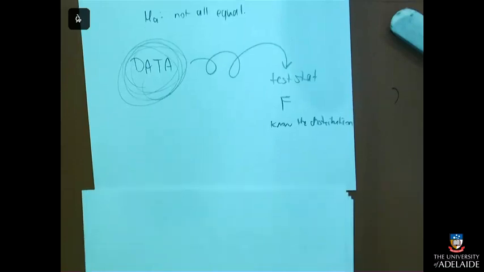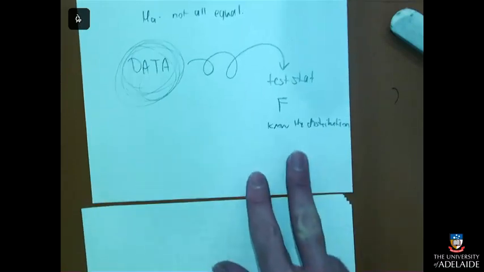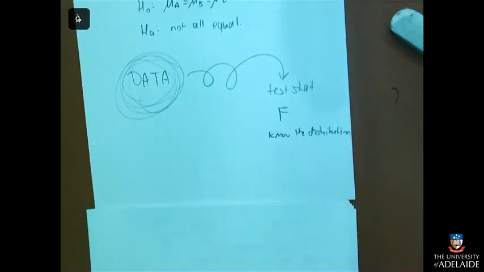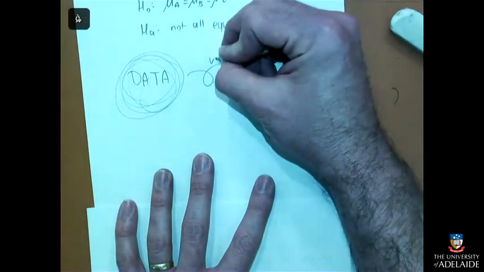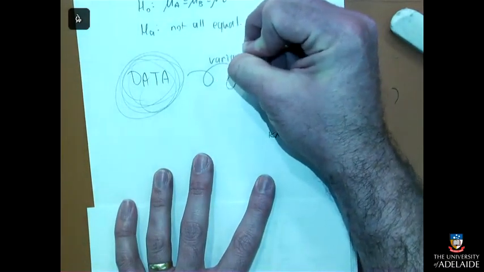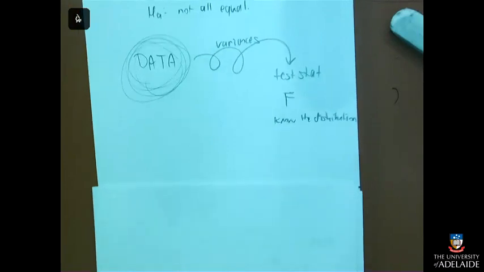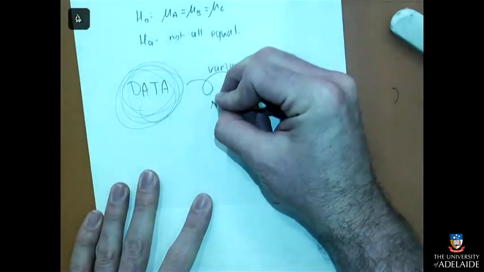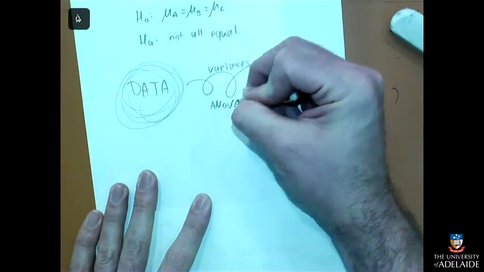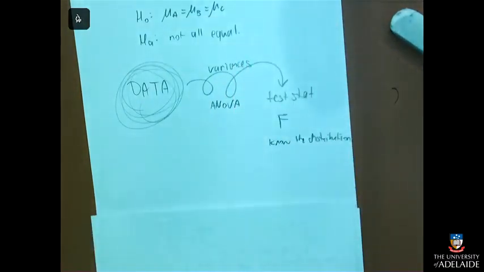Now, the process by which it produces this test statistic, in our case, because we're interested in means, is going to be via variances. And so this process is called ANOVA, which stands for Analysis of Variances.